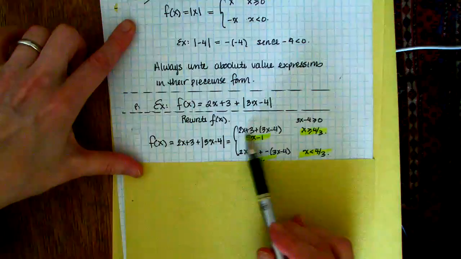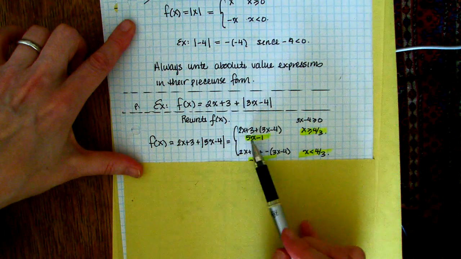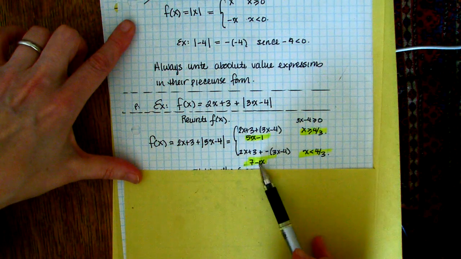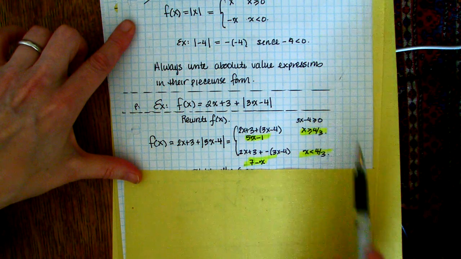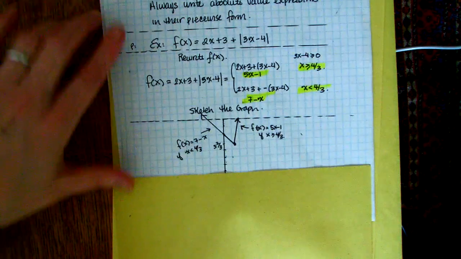So once you simplify, you're getting either f is 5x minus 1 or it's 7 minus x. And the definition changes at x equals 4/3. Pause the video and graph. Okay, so sketching the graph, it looks like this.